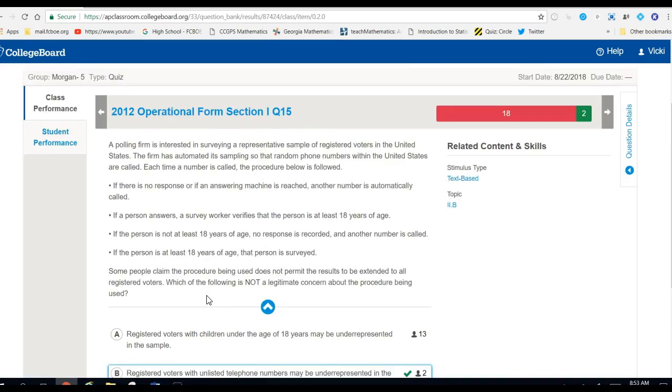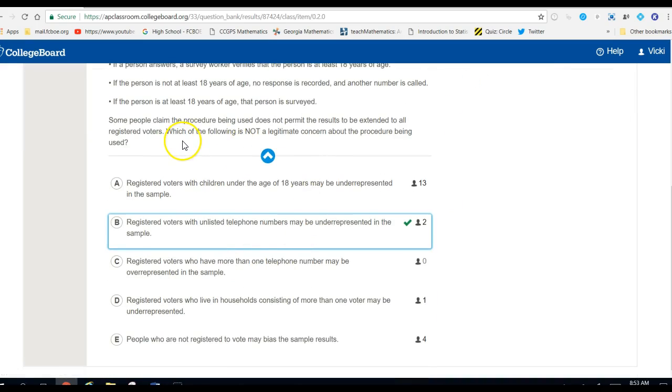So if the person is at least 18 years of age, the person is surveyed. So there seem to be some problems. We're looking for, of the following, which one is not a legitimate concern? And it's B. And almost nobody got that right. So let's talk through this. Registered voters with children under the age of 18 years may be underrepresented in the sample. This is a problem with the way they are doing this, because if you have children in the house, even if you are in your home and your child answers the phone, you will not be included in that survey. You will be listed as a non-response or no response, okay? So you would be underrepresented.